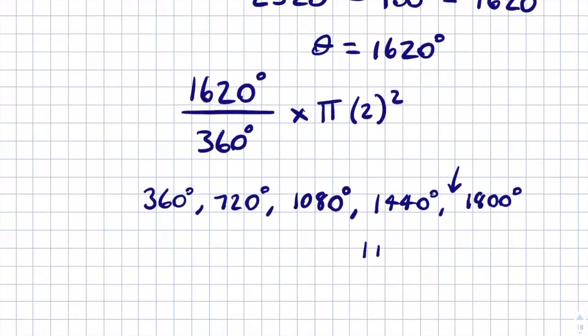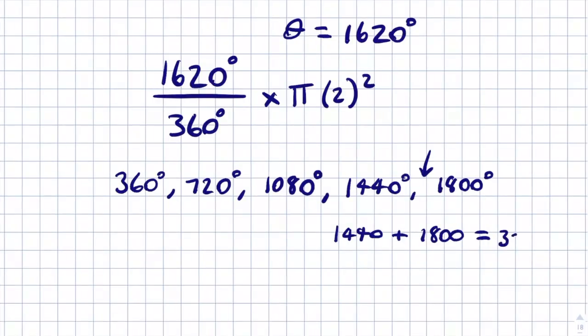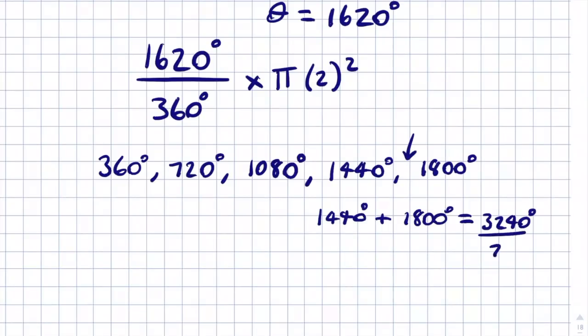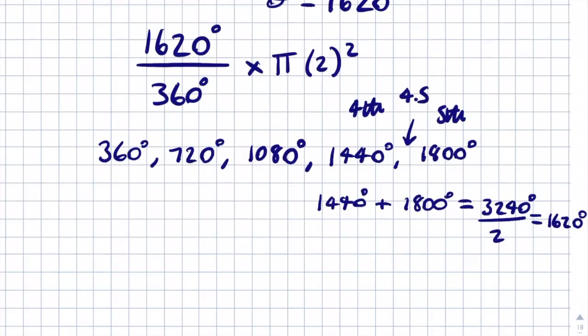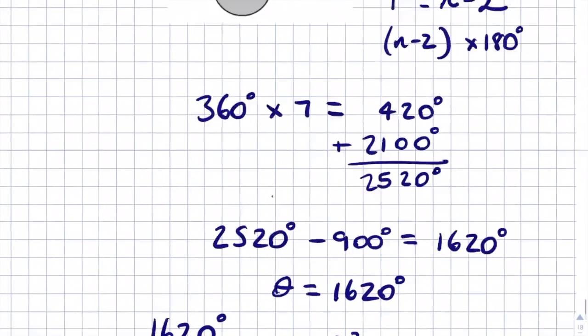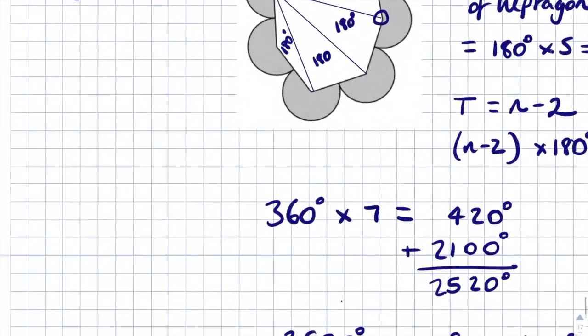So we can do 1,440 plus 1,800. That's 3,240. And then divide that by 2. It's going to be 1,620, which is what we've got here. So if this is between the 4th and 5th value, then this must be 4.5. Okay, so we're doing 4.5, which I'll write as 9 over 2, times 4 pi, which simplifies to 18 pi. We've got an answer of 18 pi, which is answer D.